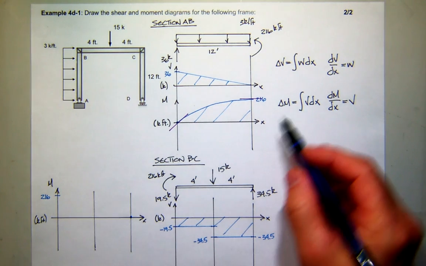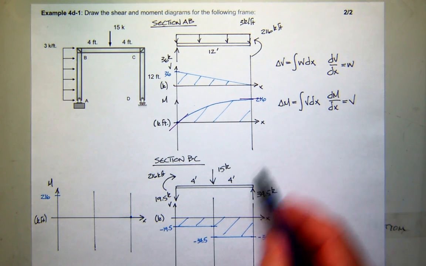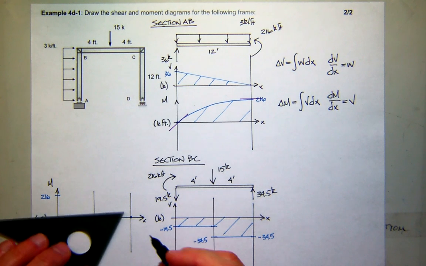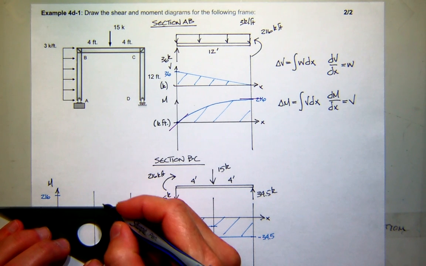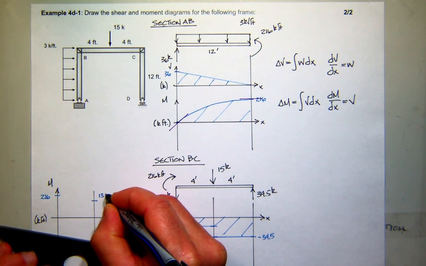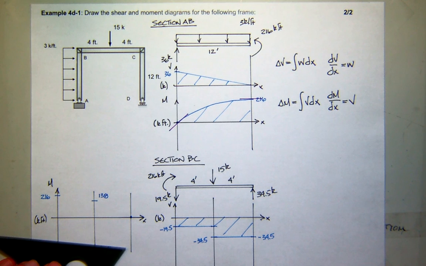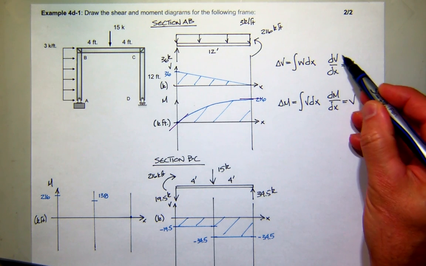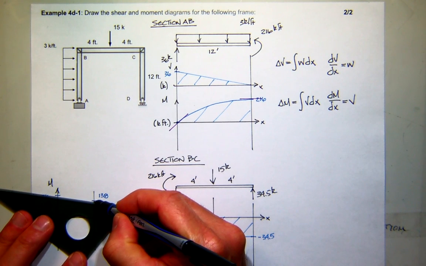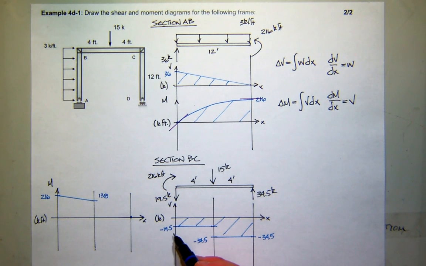So over the first 4 feet, I know the change in moment is the area of the shear diagram. What's the area in this part of the shear diagram? Well, it's a rectangle, base times height. So that's 19.5 times 4. What is that? 78. So what's 216 minus 78? 138. So that's the change. And then the slope of the moment diagram is the shear. The shear is constant and negative. So there's a constant negative slope. Actually, the value would be 19.5.